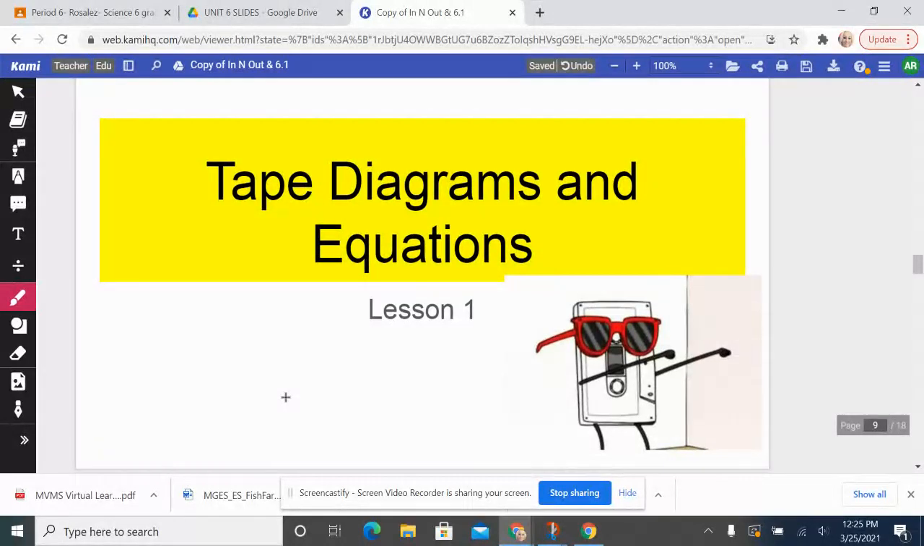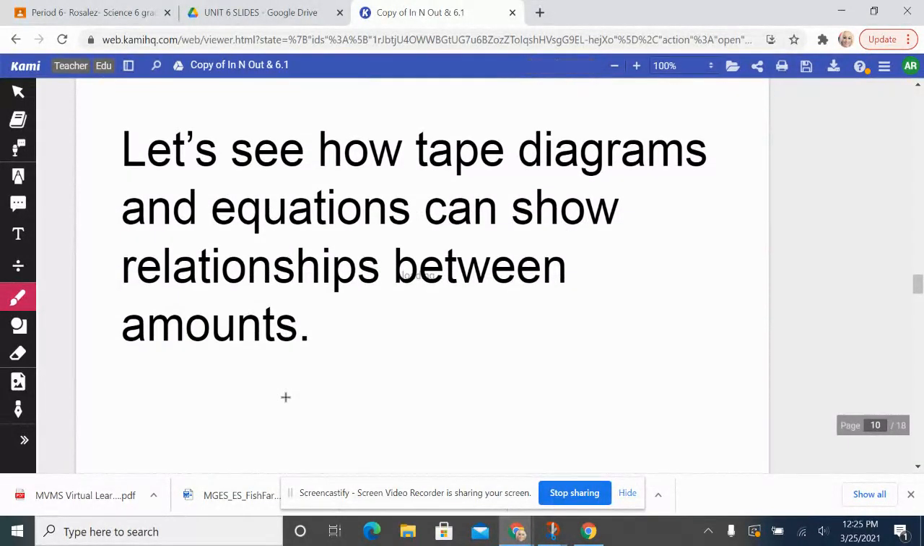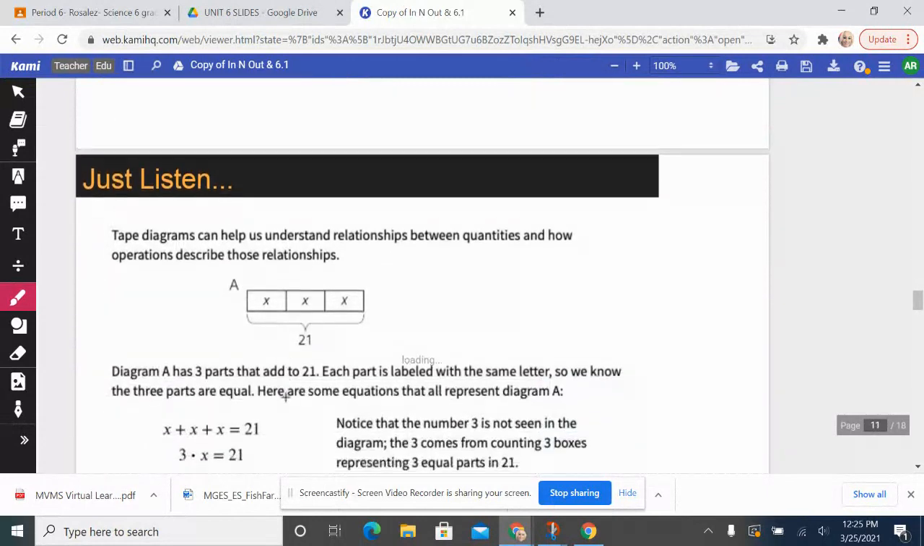Now here's what we're going to be learning today. It's going to be tape diagrams dealing with equations. So you need book 6. If you don't have book 6, if you did not pick it up yesterday, then you just need a piece of paper. All right, we're going to see how tape diagrams and equations show relationships and amounts.